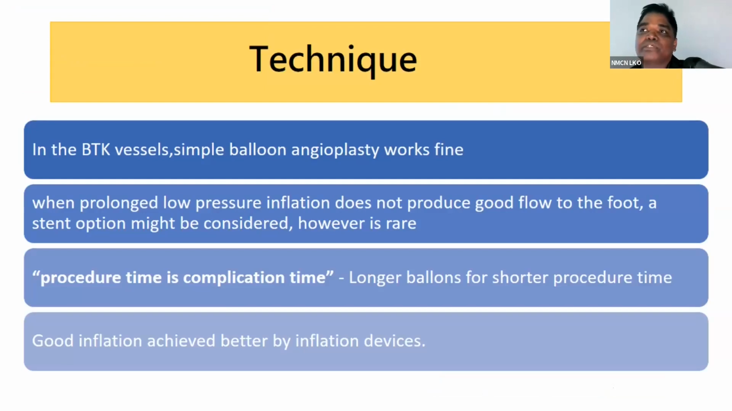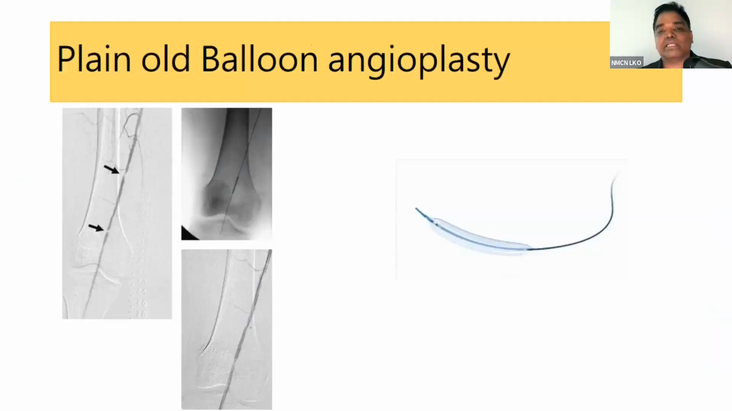So we have to do the procedures really very fast, because we already know that the vessels are inflamed and there's a chance of thrombosis. So the less time we take doing a procedure, the fewer the chances of complications. So it's better to use longer balloons and use slightly shorter procedure times for dilatation. Like for example, we use balloon dilatation for about 30 seconds to a minute. And we can use inflation devices because they provide more accurate inflation than just simply inflating balloons by hand.